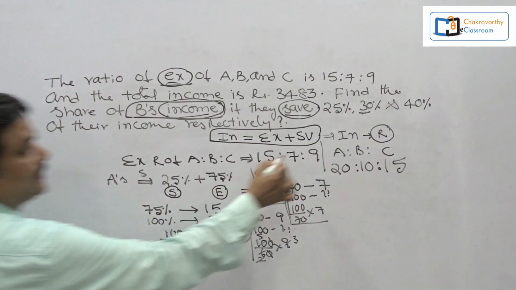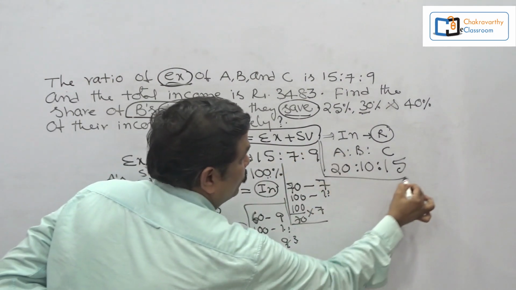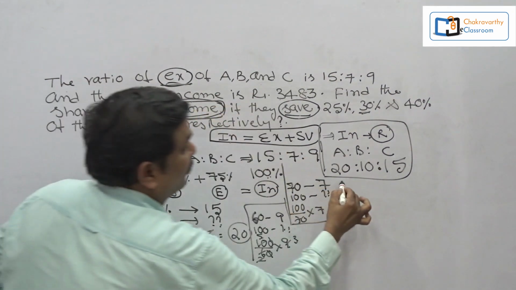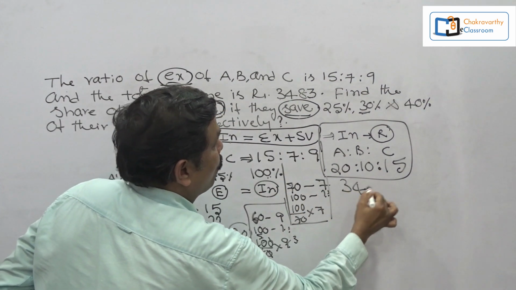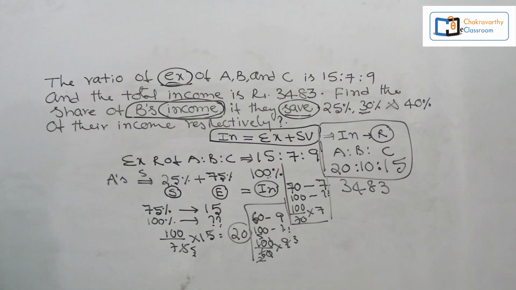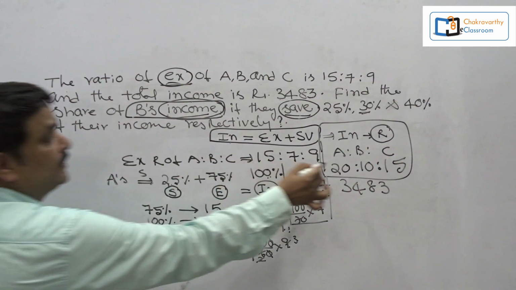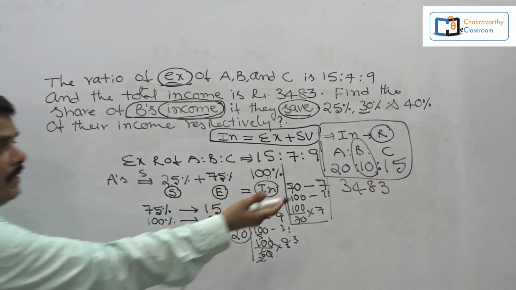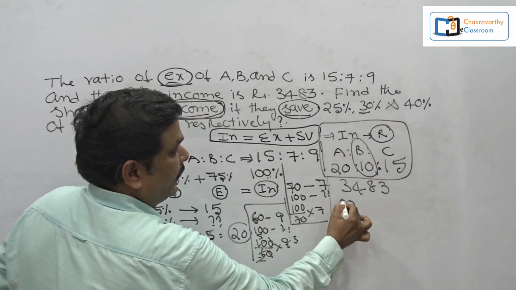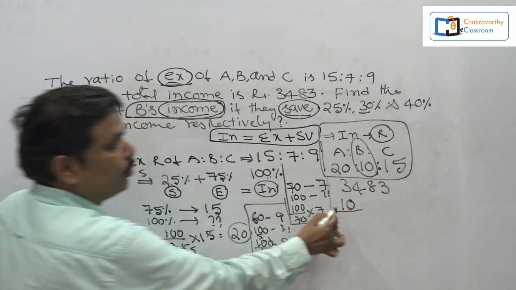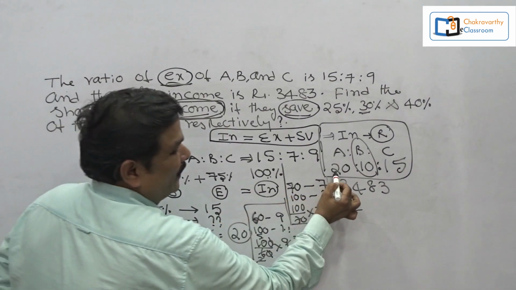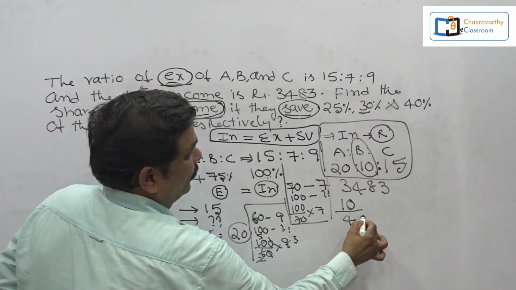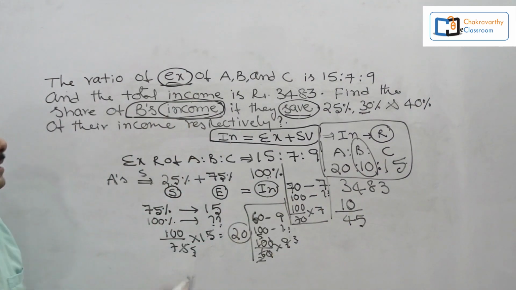Alright, now this income ratio is this one. Now total income is 3483. That's it. Now I need what is B's income. How simple is this one? You can easily go for this one. B's income is 10 parts. 10 parts out of how many parts here? 20 plus 10, 30 plus 10, 40 plus 5. This is 45.